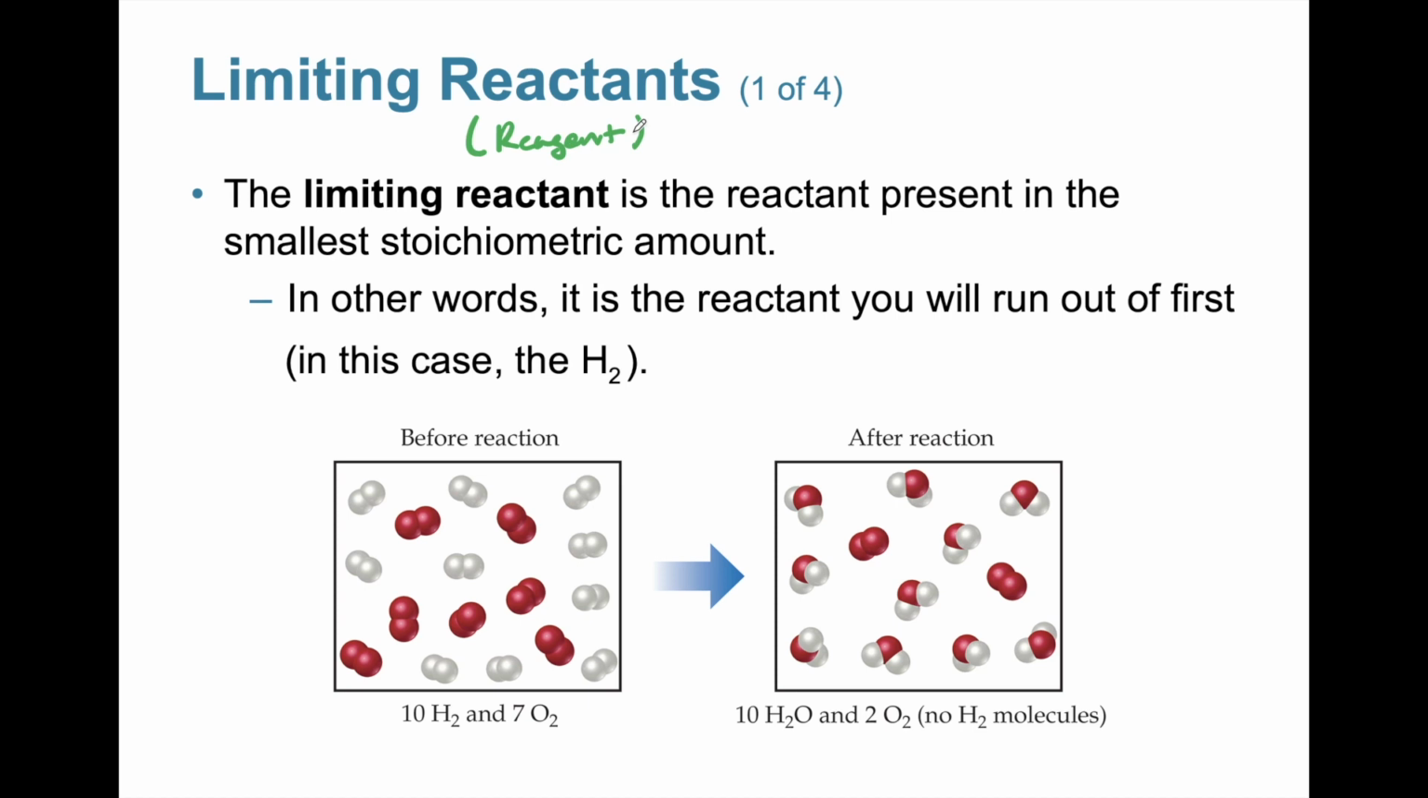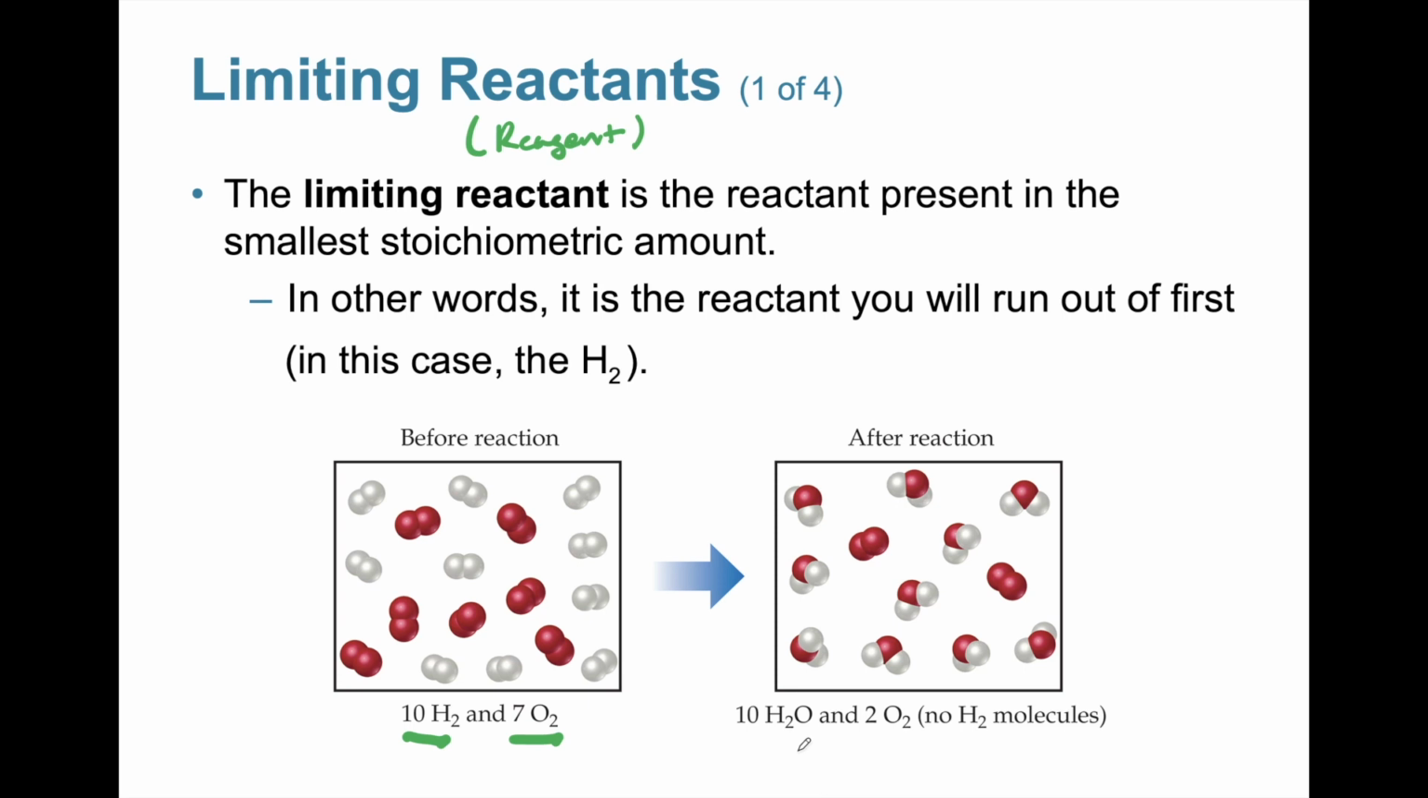And so the limiting reagent is the reactant that is present in smaller amounts. If you don't have enough of it, it will run out first. The one that is present in the smallest stoichiometric amount will usually be the limiting reagent here. So in this reaction, we have 10 moles of water and 7 moles of oxygen.